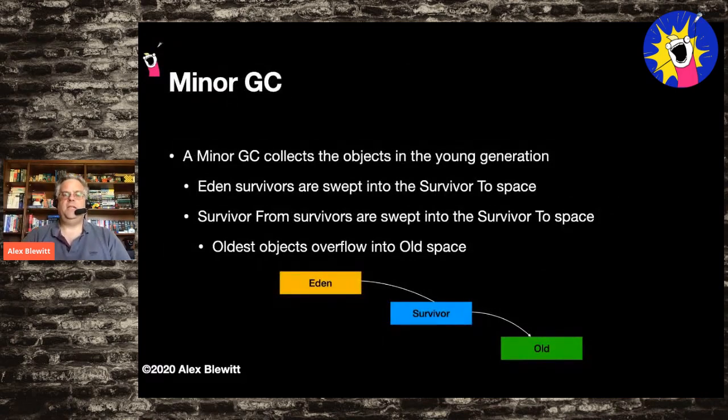So allocations happen inside the Eden space, but when the Eden space is full, they need to be cleaned up.